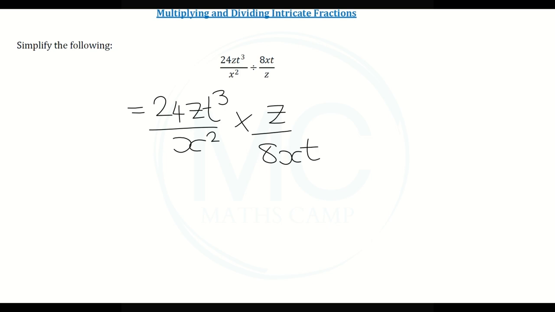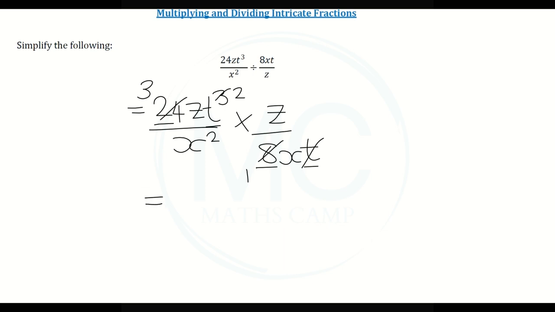And now we can cancel. We have 24 and 8, both divisible by 8. 8 divided by 8 leaves us with 1. 24 divided by 8 leaves us with 3. We have t cubed and t. 3 minus 1 is 2. So this t will cancel, and we're left with t squared. We cannot simplify further, which means that now we can multiply our two fractions together.